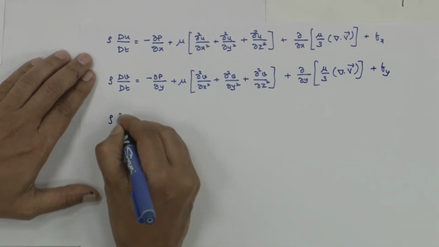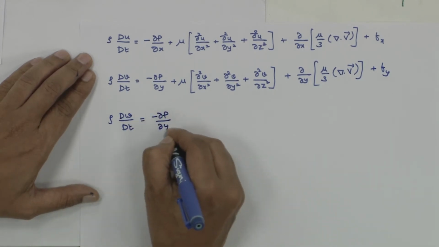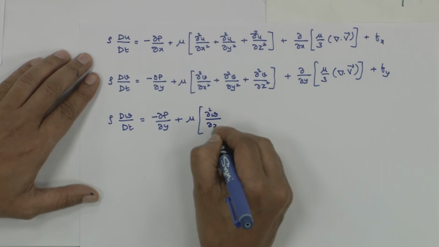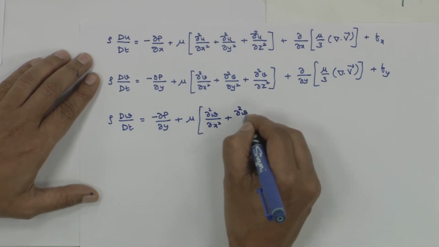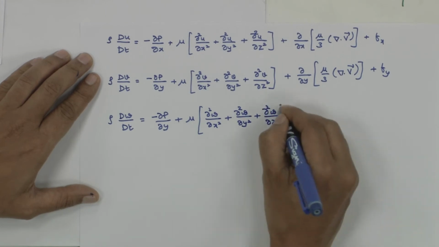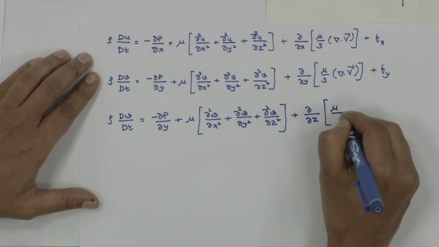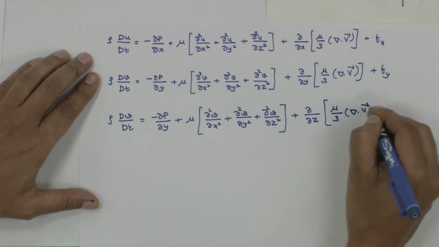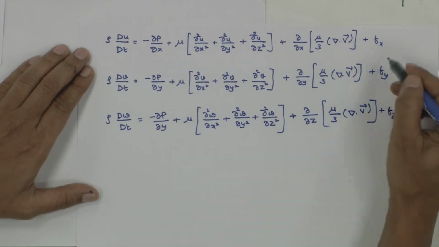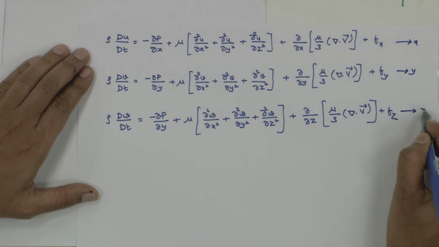Similarly, rho dw by dt is equal to minus del p by del y plus mu times del squared w by del x squared plus del squared w by del y squared plus del squared w by del z squared, plus del by del z of mu by 3 del dot V, plus fz. So we have successfully derived the x momentum equation, y momentum equation and the z momentum equation.